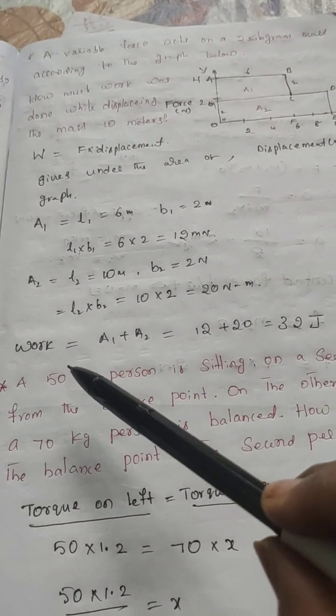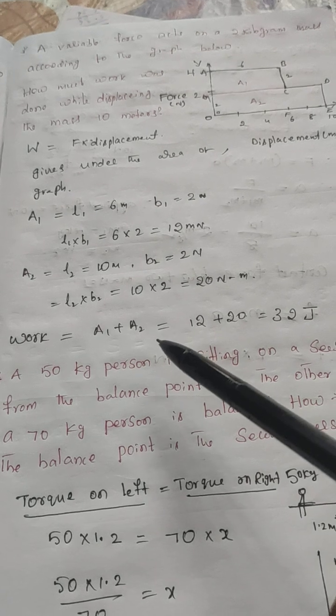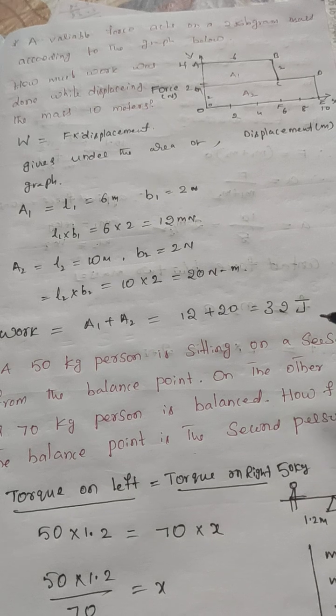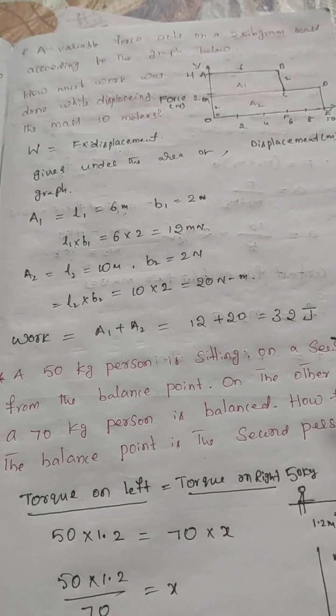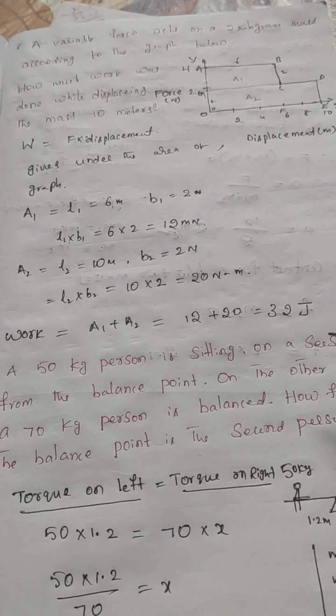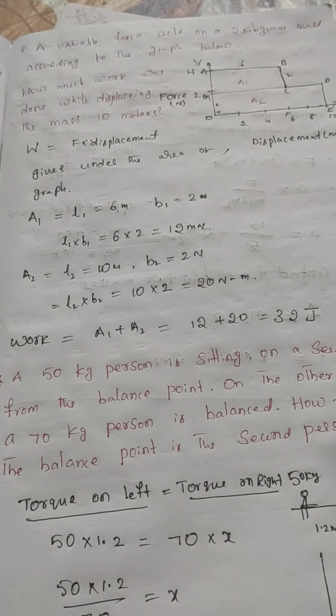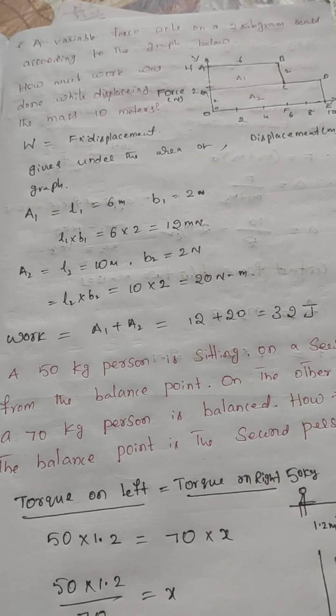Net work is equal to W1 plus W2. This is 12 plus 20, which is 32 joules. 32 joules is the work done while displacing the mass 10 meters.